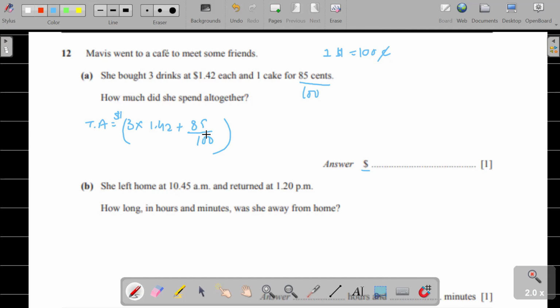Let's calculate it. 3 times 1.42 plus 0.85 is going to be $5.11. That will be my answer.